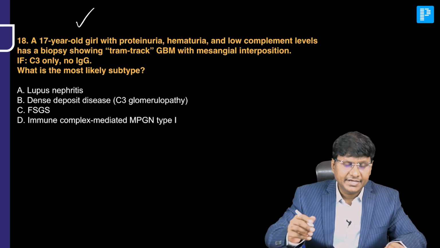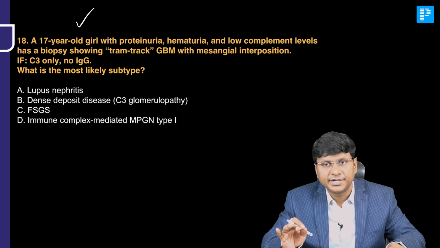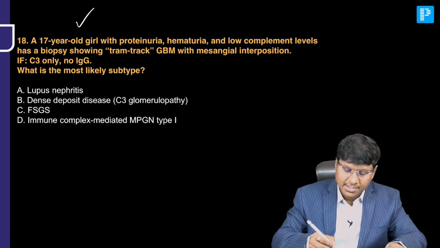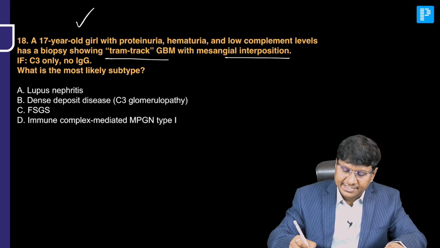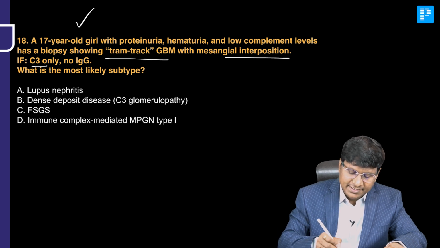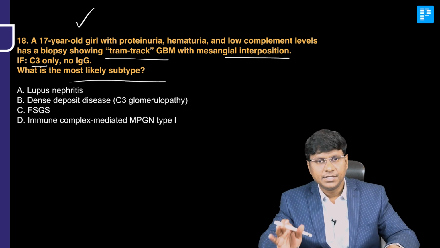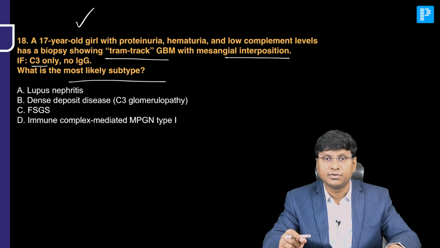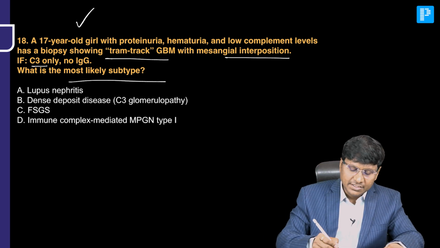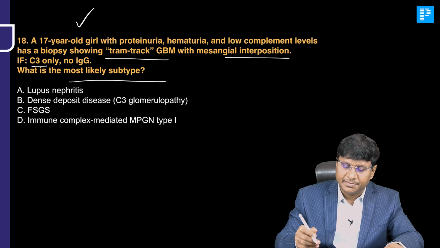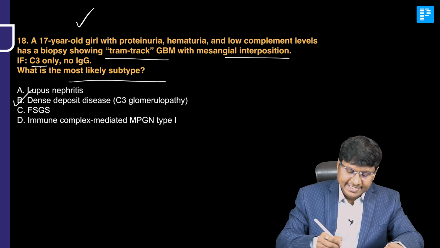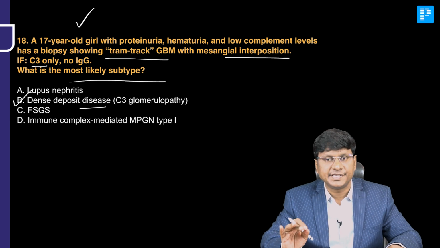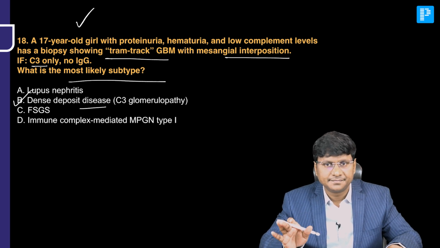Next question. A 17-year-old girl with proteinuria, hematuria and low complement levels has a biopsy showing tram-track glomerular basement membrane with mesangial interposition. Immunofluorescence shows only C3, no IgG. What is the most likely subtype? The options are lupus nephritis, dense deposit disease, that is C3 glomerulopathy, then FSGS, and immune complex mediated membranoproliferative glomerulonephritis type 1. The tram-track glomerular basement membrane with mesangial interposition is observed in dense deposit disease, that is C3 glomerulopathy, right?